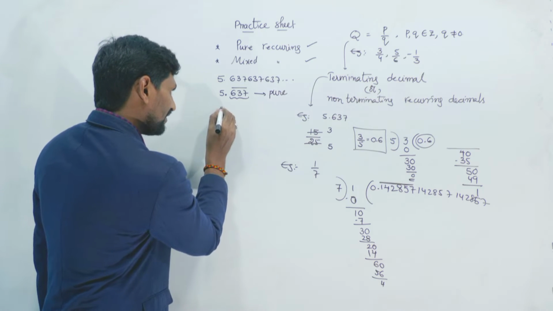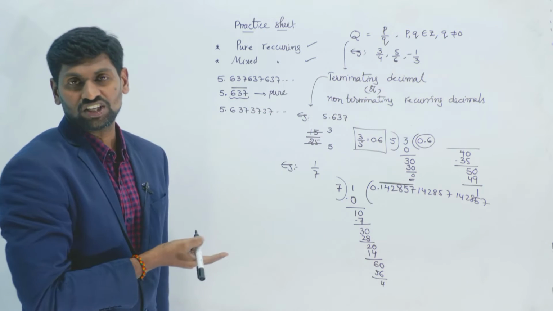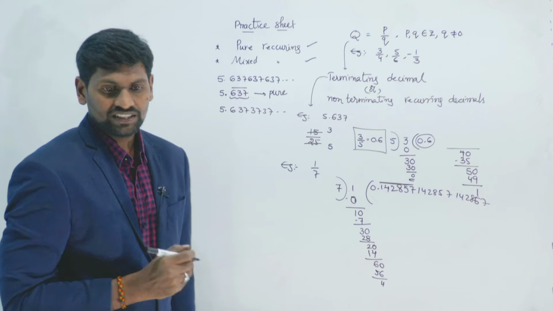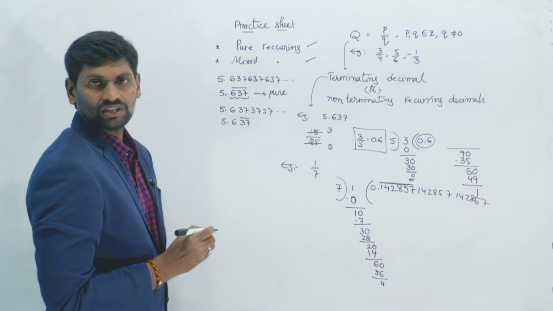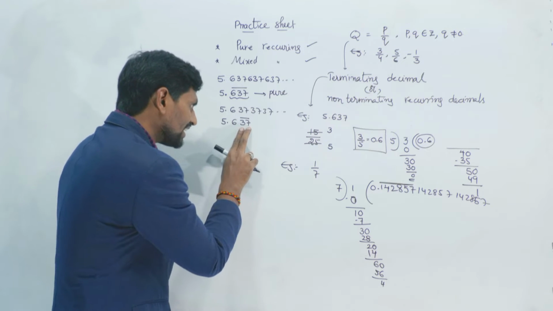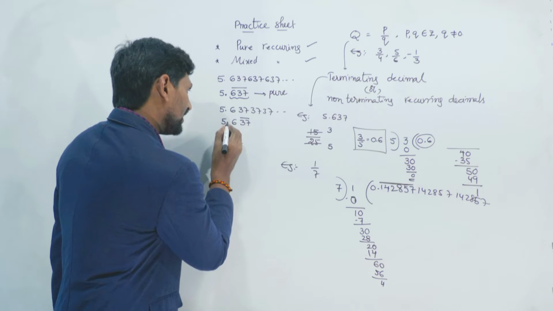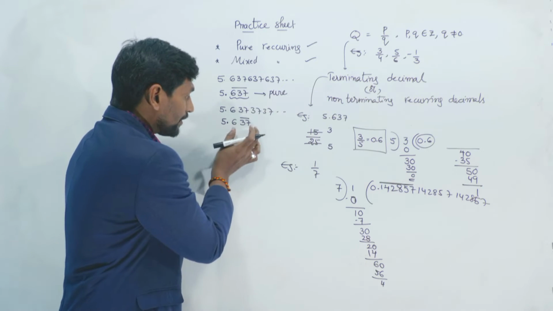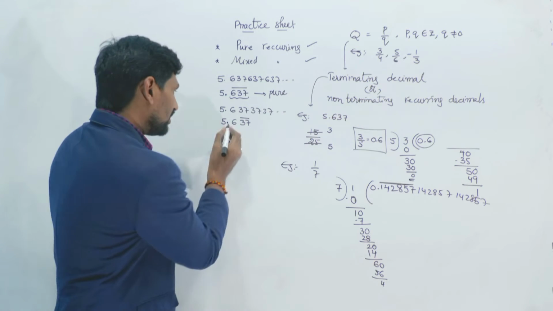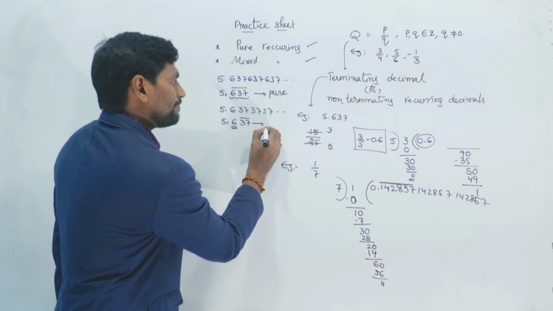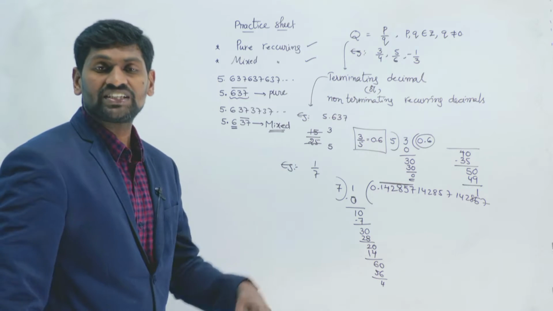Okay, same question if it is given like this, 5.6 37 37 37 like that. Only 37 is repeating, but not 6. So that means we can express this one as 5.6 37 bar. That means only the digits 3 and 7 are repeating. Here 6 is not repeating. That means after the decimal point, while you are observing the digits, not all digits are repeating, only a few of them are repeating. One is left like that. This type of recurring numbers are nothing but mixed recurring numbers or mixed repeating numbers.